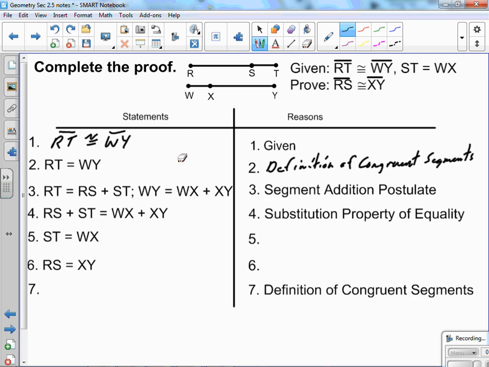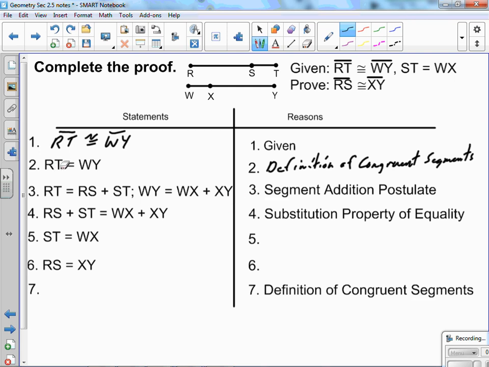All right, so then from there tells us that RT is equal to RS plus ST, and WY is equal to WX plus XY. So we're just identifying what RT and WY are made up of, because each one is made up of two segments. And that's a segment addition postulate. Anytime we say that one segment's made up of smaller segments added together.